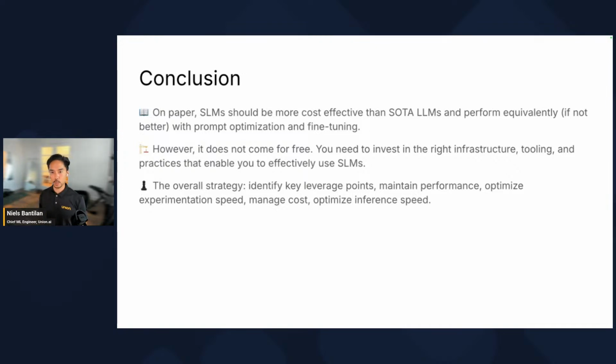The overall strategy here is assuming you've gotten to a valuable agent application. So I'm glossing over the whole prototyping process of figuring out the applications that actually provide value for your business or organization. The overall strategy to make these systems more cost effective using SLMs is to first identify key leverage points. What are the points where all the LLM calls in your agent happen, and where might you be able to swap out an LLM call for an SLM call?